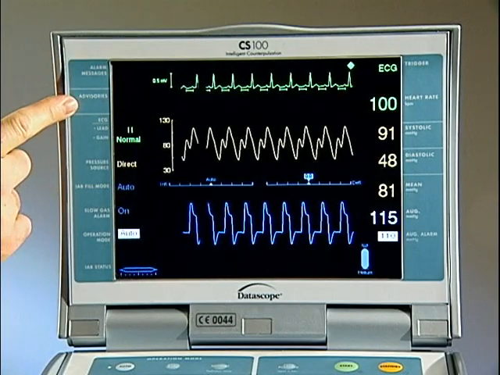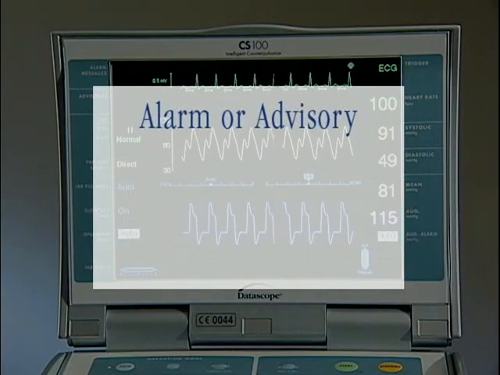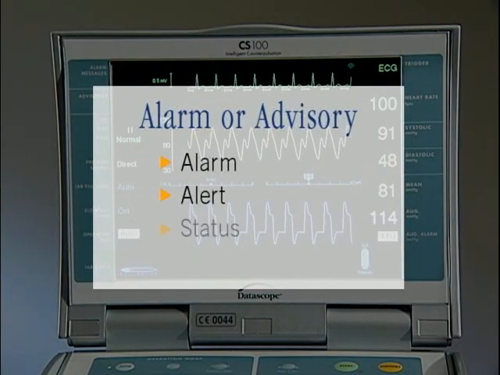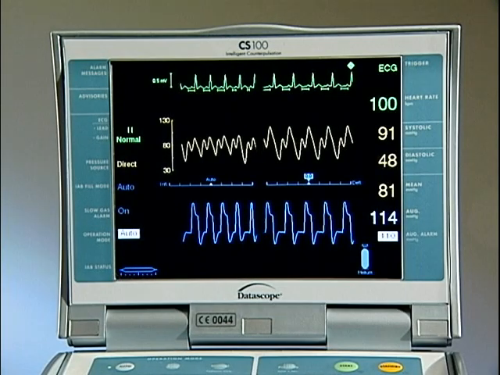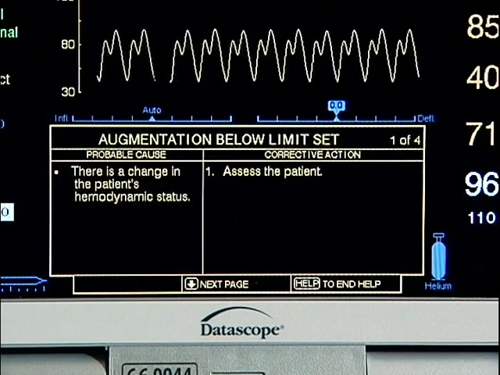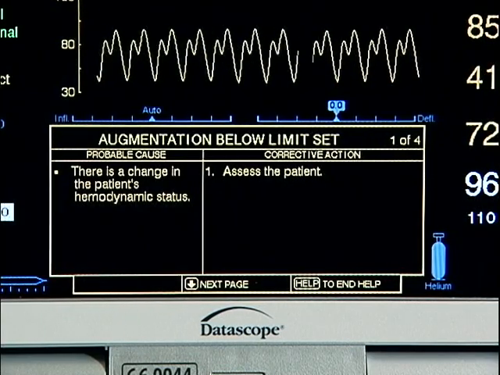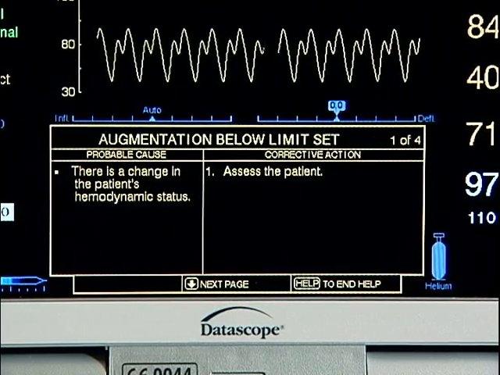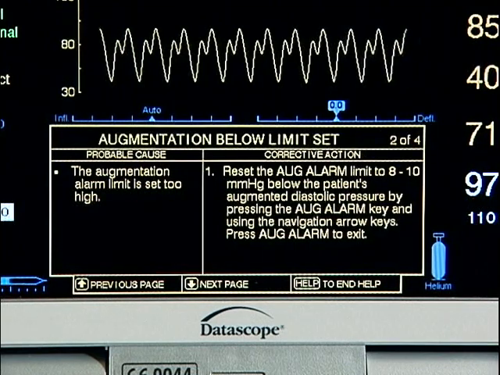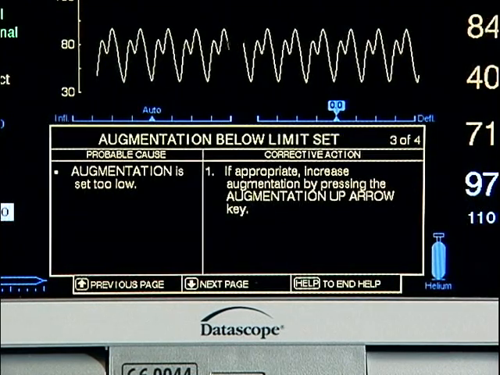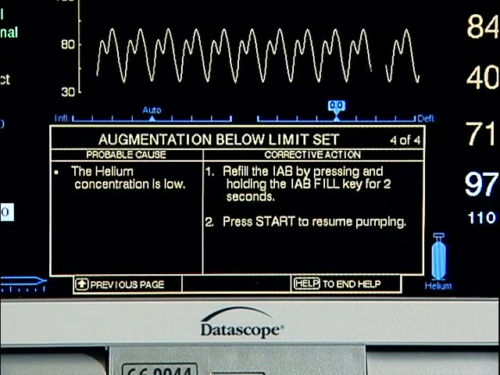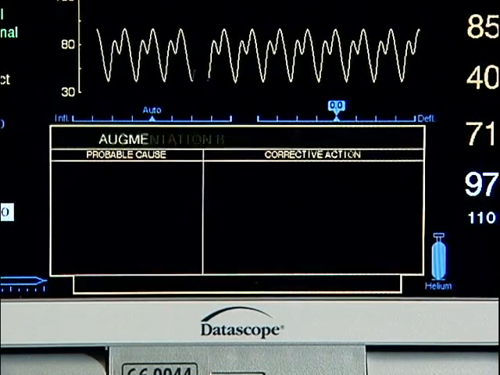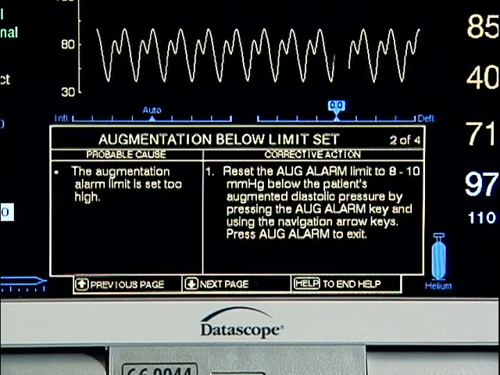Any alarm or advisory condition encountered by the CS100 will produce an alarm, alert, status, or prompt message on the monitor screen. Each alarm automatically produces a help screen that offers the user a probable cause for the alarm, as well as recommendations for corrective actions. The content of each help screen is context-sensitive and based on the specific alarm message displayed. Detailed information on all alarms, alerts, and status prompts is provided here in the CS100 operating instructions for further reference.